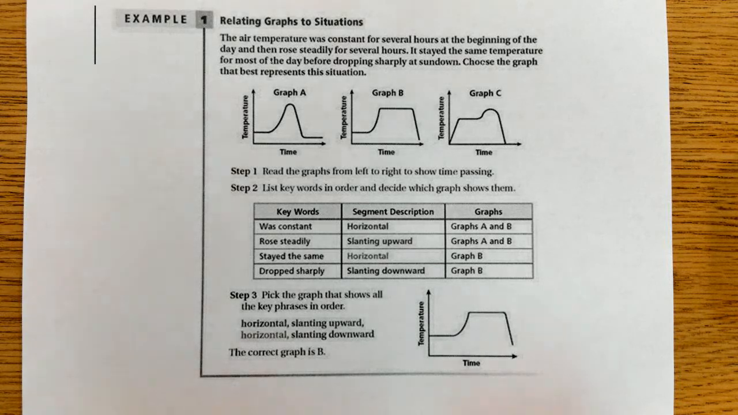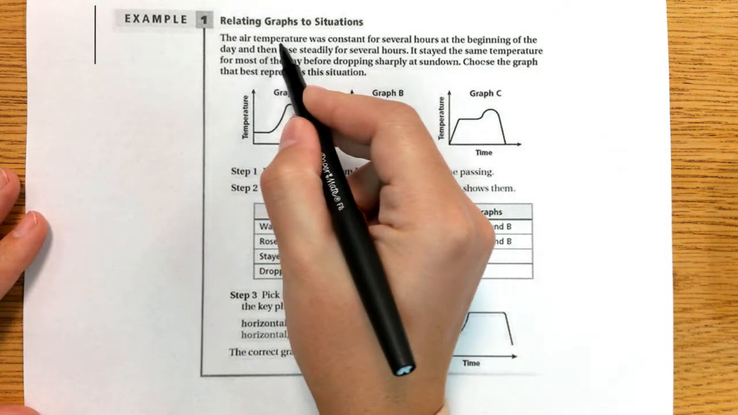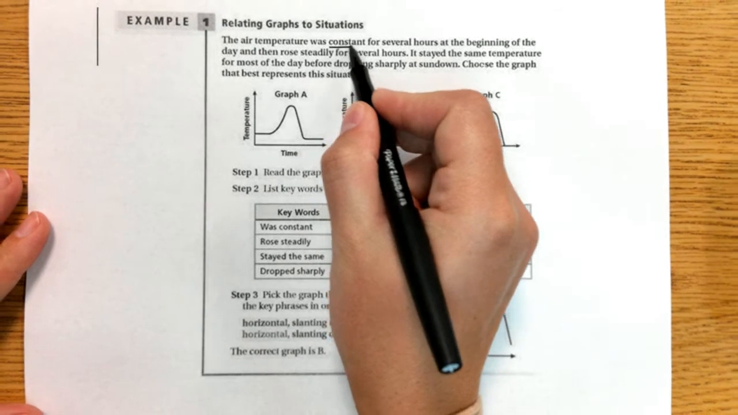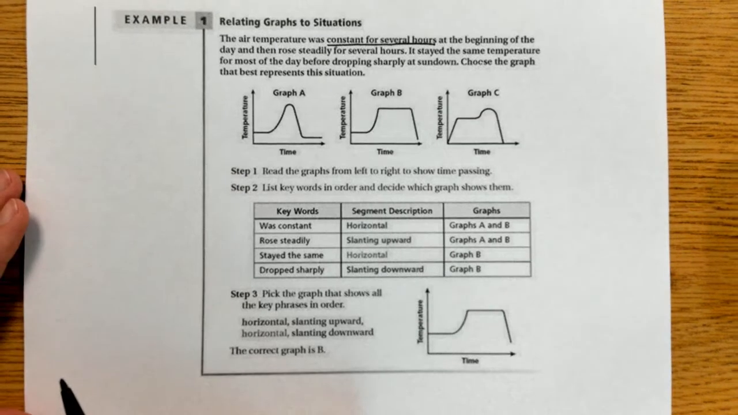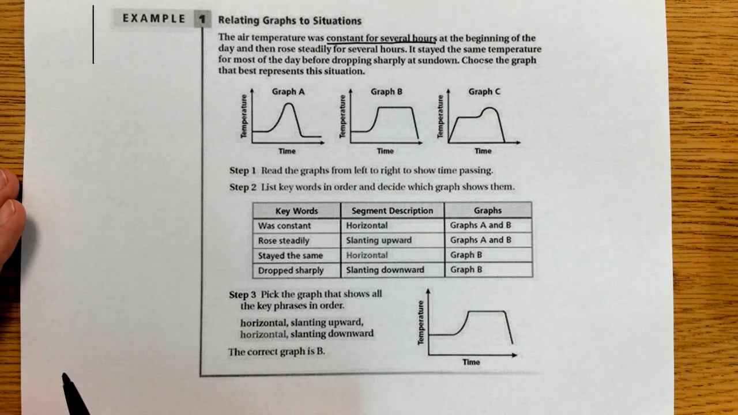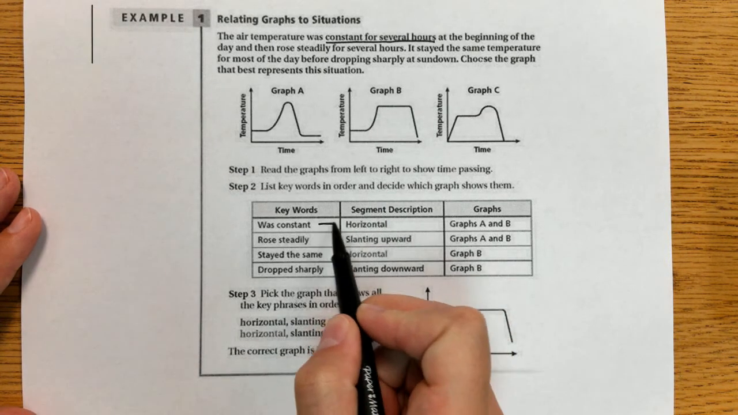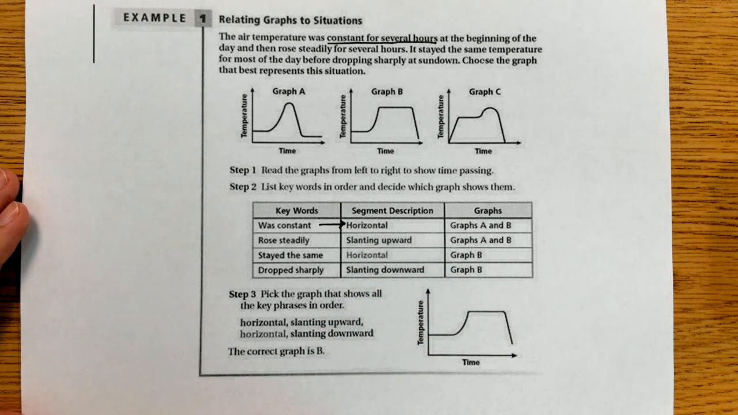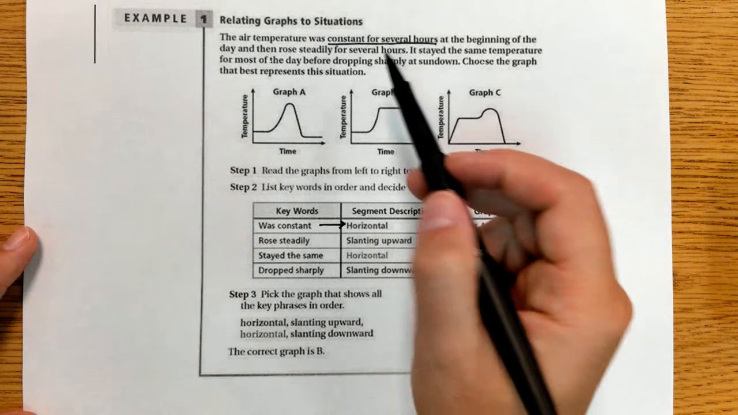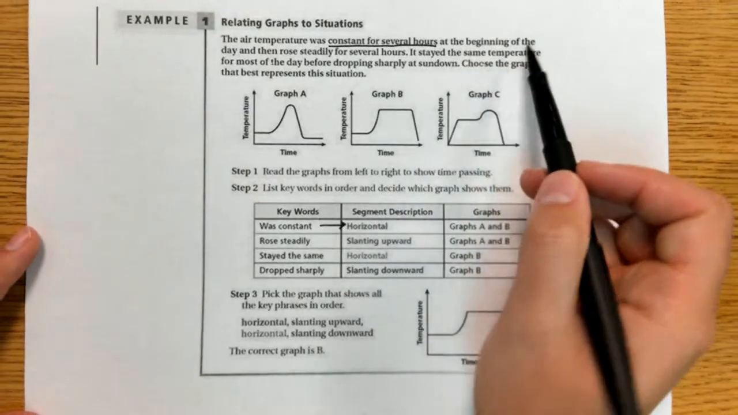So some keywords in our situation was the air temperature was constant for several hours. Constant means it's going to be straight. It's going to be horizontal. Okay, constant means it's going to be horizontal for a little bit of time. It's not changing at all. It's not increasing or decreasing, so it's just going to be flat. So it started at a constant, so at the beginning of the day.